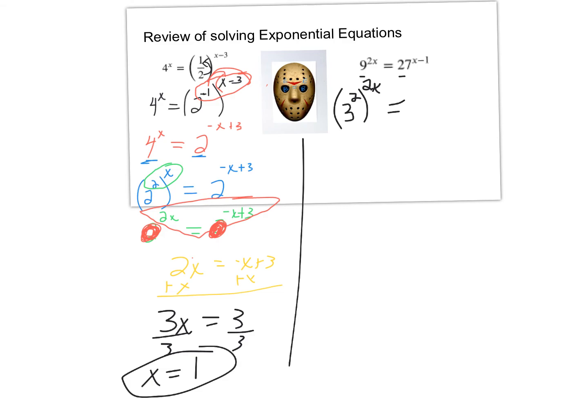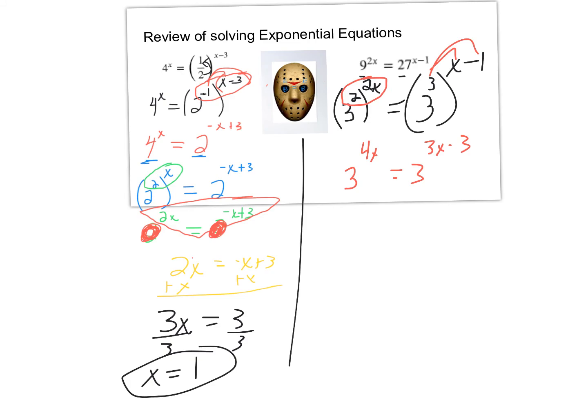Now 27 is going to be 3 cubed, raised to the x minus 1. Now let's go after these exponents. So we're going to have 3 to the 4x is equal to 3 to the 3x minus third, because I have to distribute that.